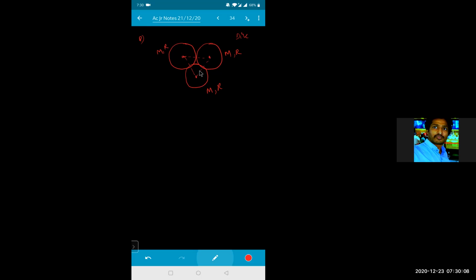Find the moment of inertia about an axis passing through the center of the system of the discs and perpendicular to the plane. That means there is an axis exactly passing through this one. So this axis is passing through the center like this and perpendicular to the plane, as if from above you are inserting it from the center. This is your axis of rotation.